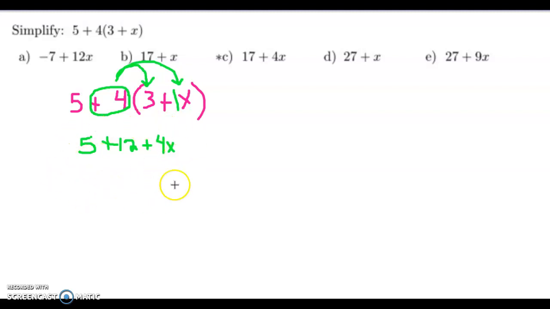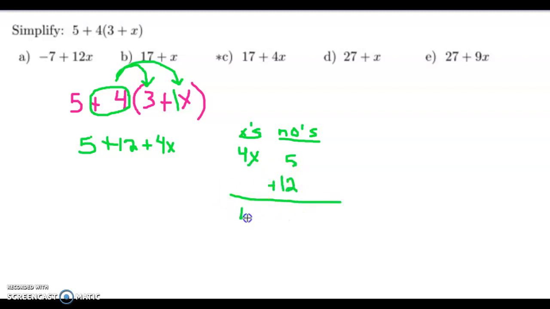I then need to simplify or combine my like terms, so I'm going to make columns of x's and no's. Sorry about my writing there. And under my x's, I have a 4x. Under my no's, I have a 5, and I have a positive 12. So if I'm going to go ahead and combine these, I have a 4x, and then 5 plus 12 is 17, and it's a positive 17.